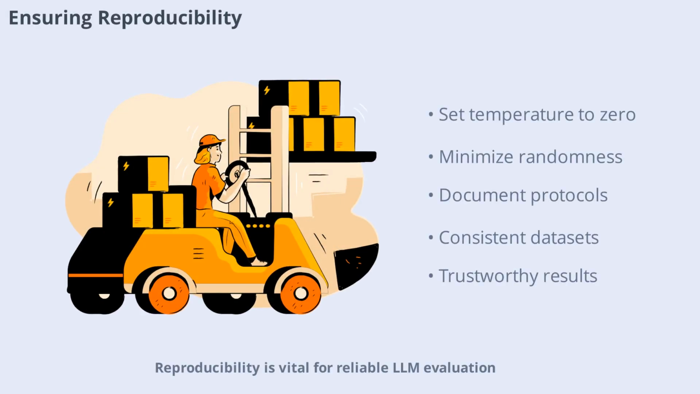Reproducibility is vital for reliable LLM evaluation. Set temperature to 0 during benchmarking and automated testing to minimize randomness. Document evaluation protocols and use consistent datasets. These practices ensure your results are trustworthy and comparable across iterations.